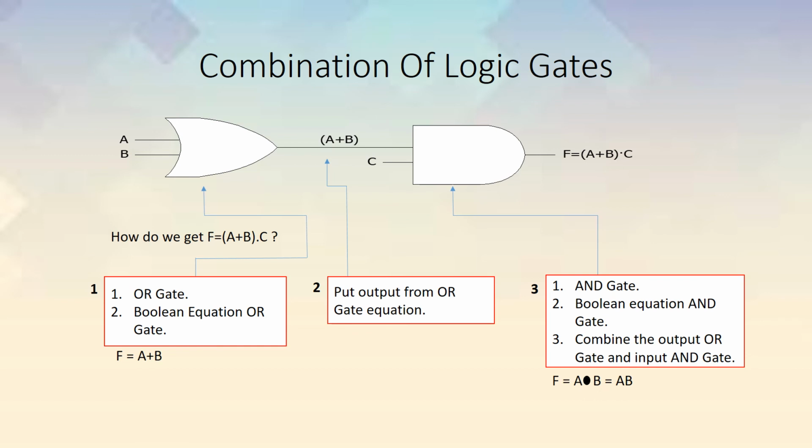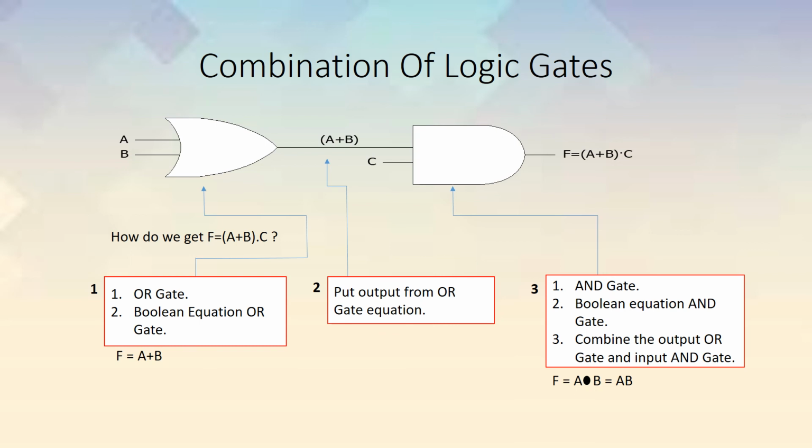After we get the output, we must put the output from the OR gate equation to the input of other gates. So step 3 is to identify the type of logic gate. So this is an AND gate. Now, if we get the AND gate, we must remember the Boolean equation of the AND gate. That is F equal to A dot B, or A times B.